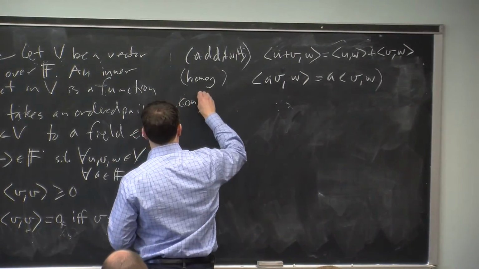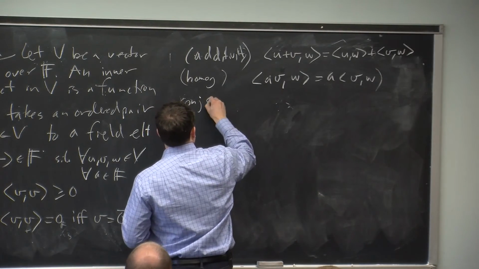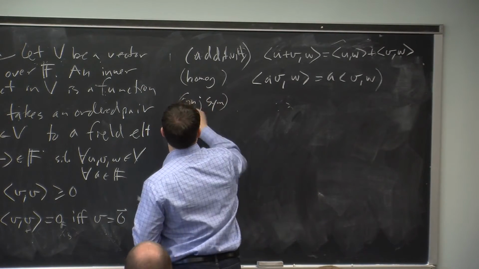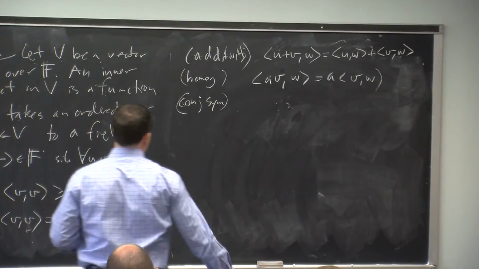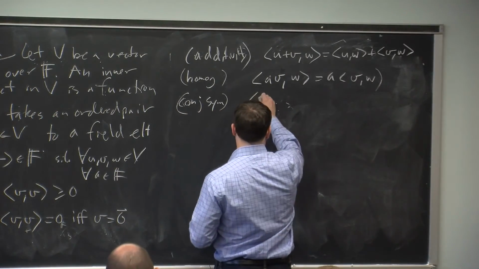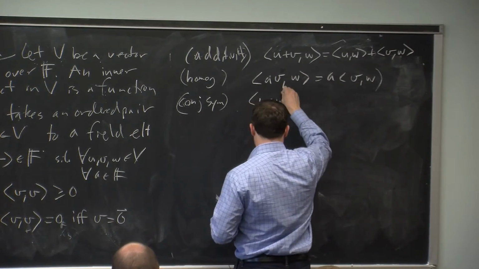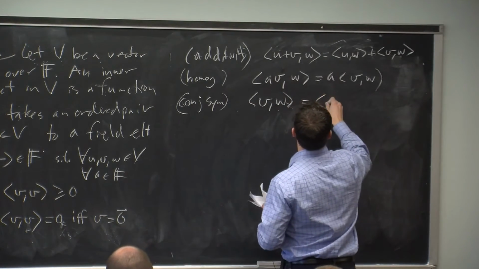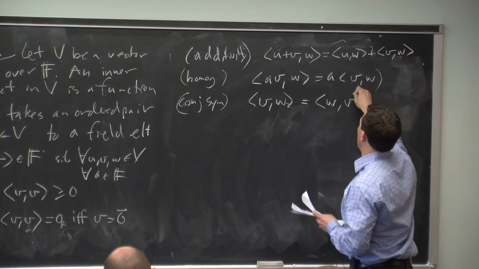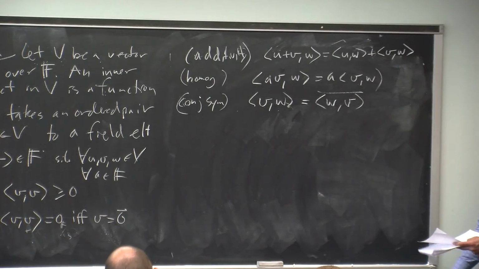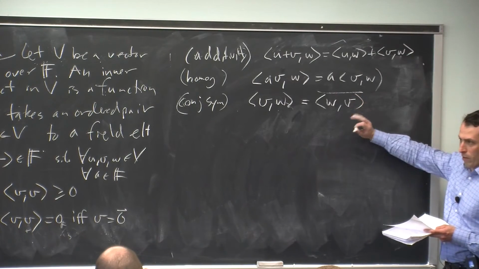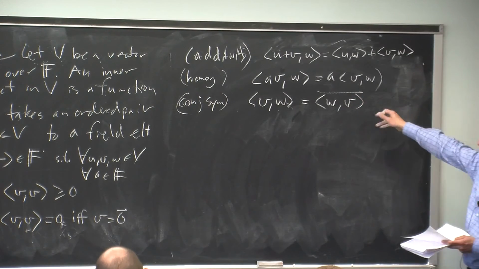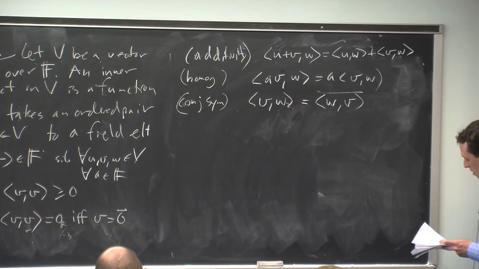So the last one is conjugate symmetry. And so this you can think of as sort of what's going on here. I'll explain how they connect in a second. And that's that the inner product of v and w is equal to the conjugate of their swap, the conjugate of the inner product of w and v. Now, if we're in the real case, that doesn't do anything. So that's why I liked the real case as an example. We don't have to worry about that as much. Okay.